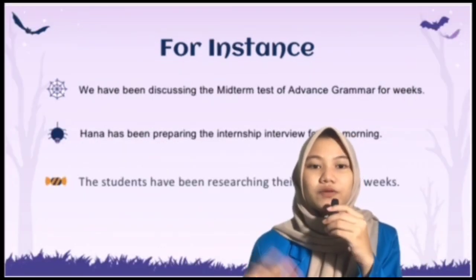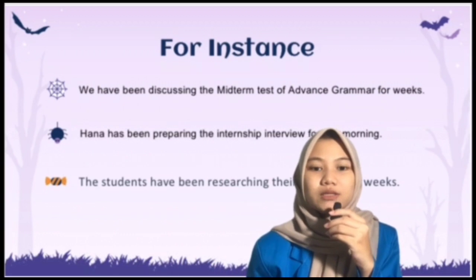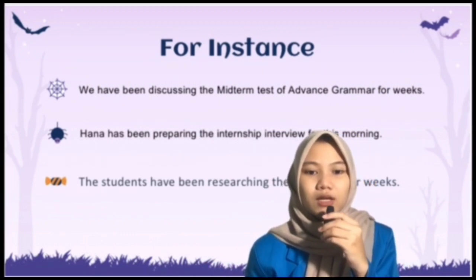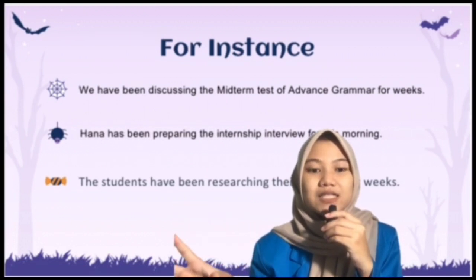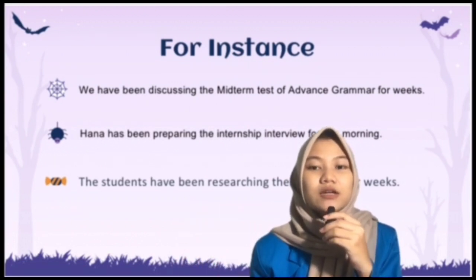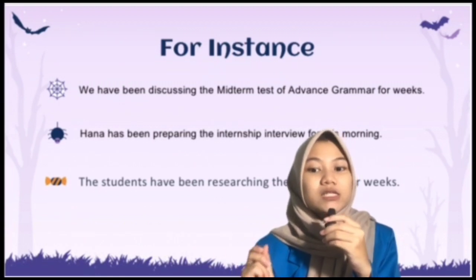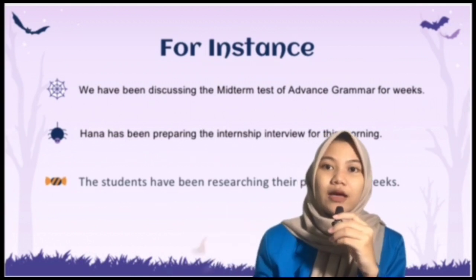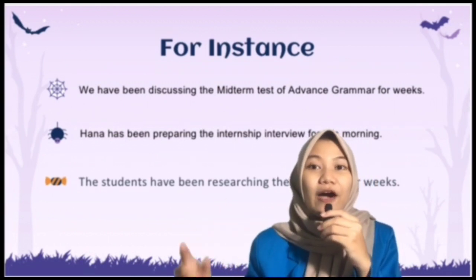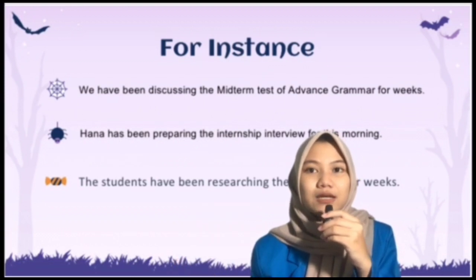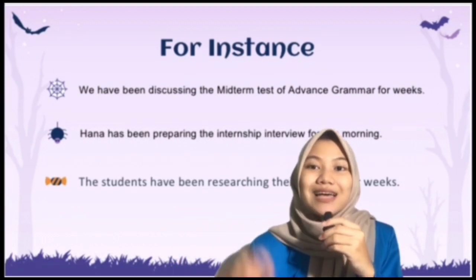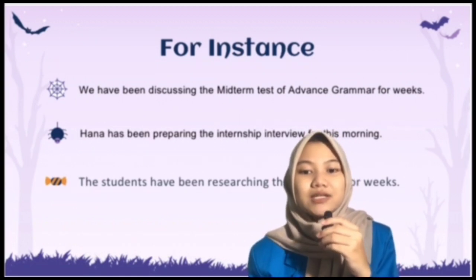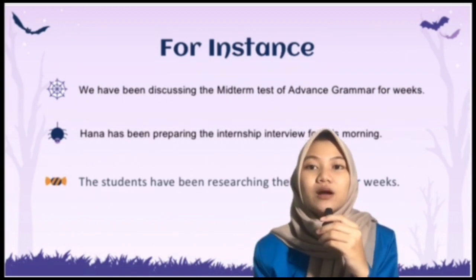Here I will give you examples of the present perfect continuous tense. The first, for instance: we have been discussing the midterm test of advanced grammar for weeks. This is NP1, noun phrase, have been the auxiliary verb, and then discussing, verb plus ing, the midterm test of the advanced grammar for weeks.